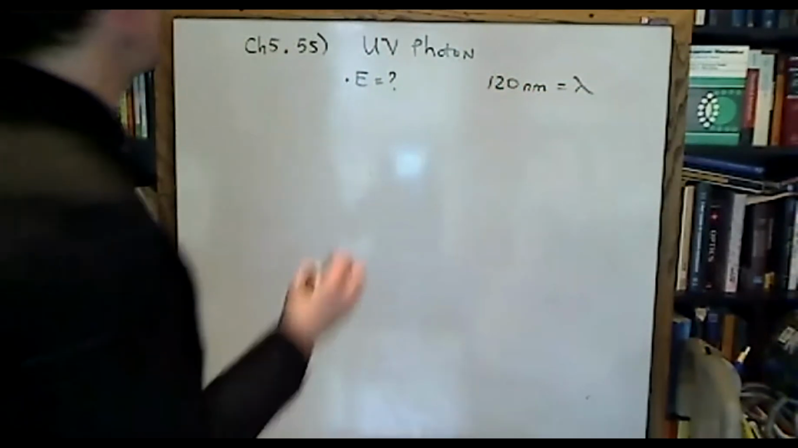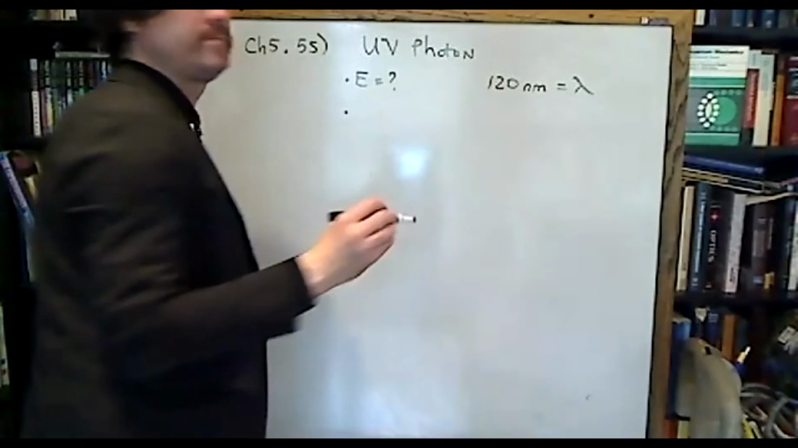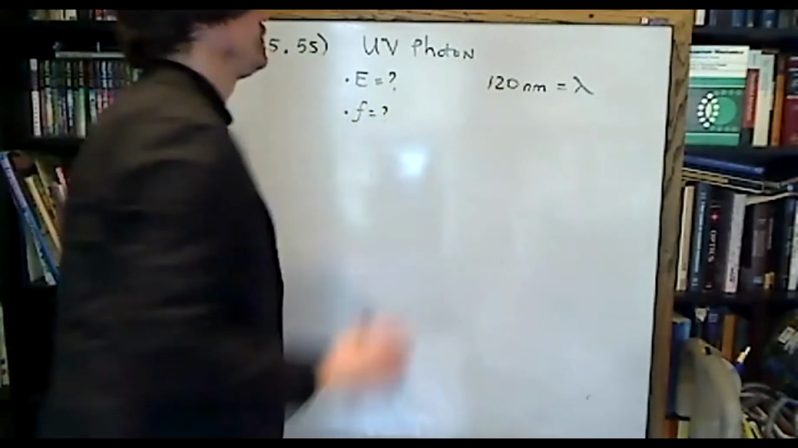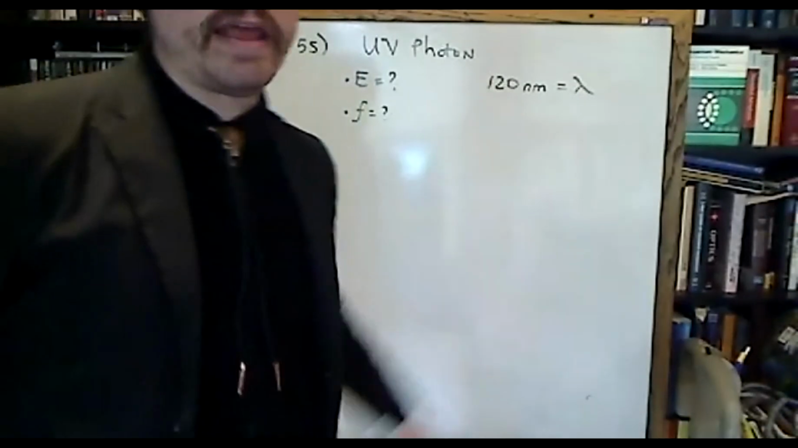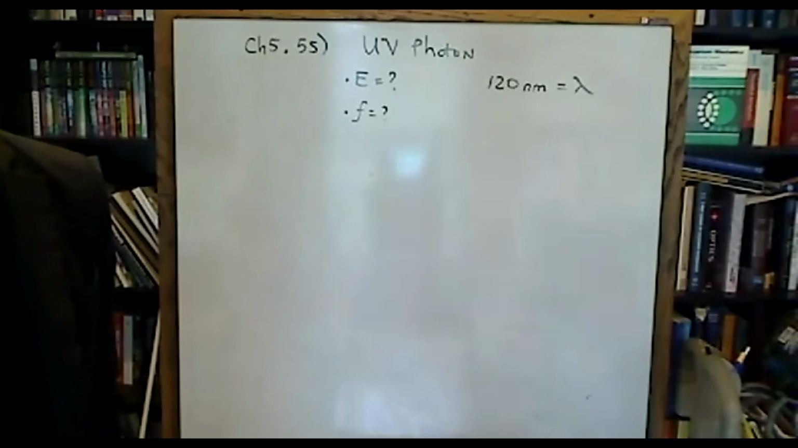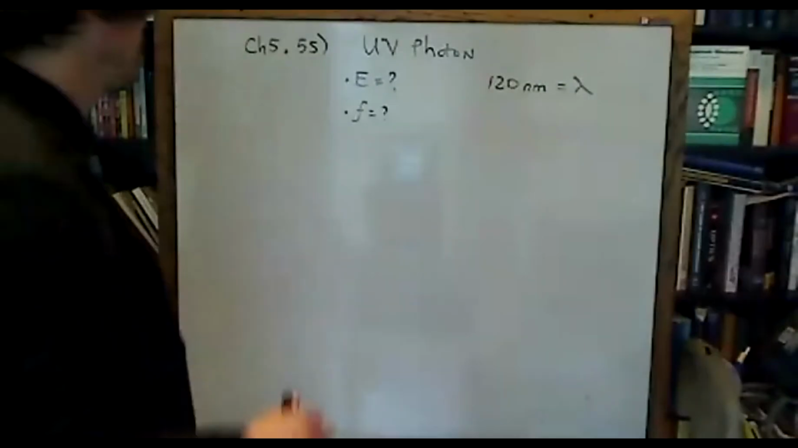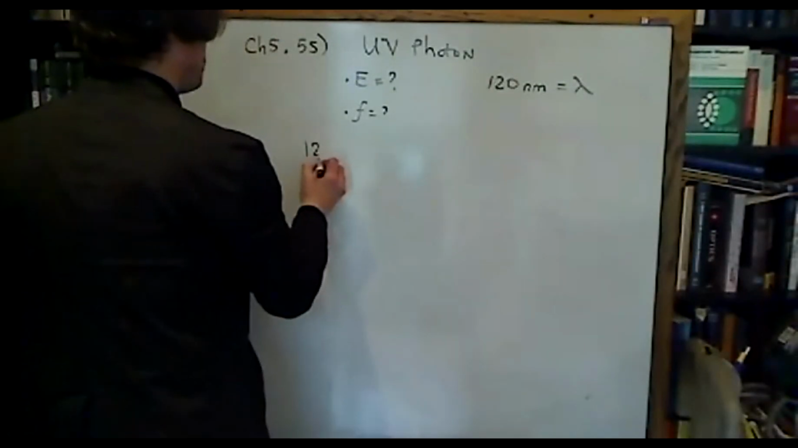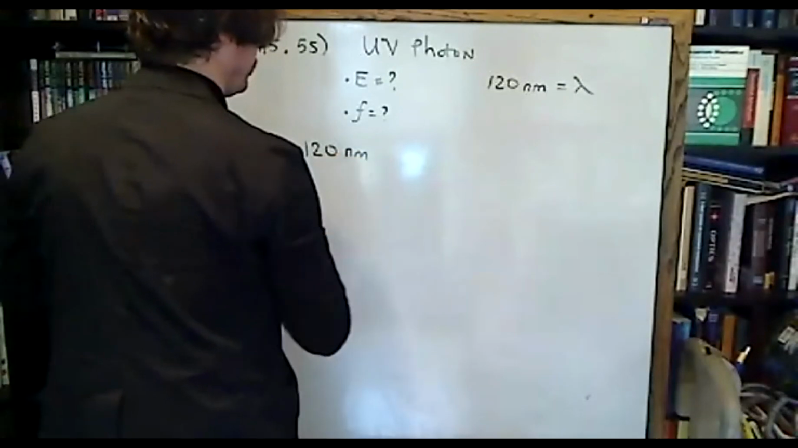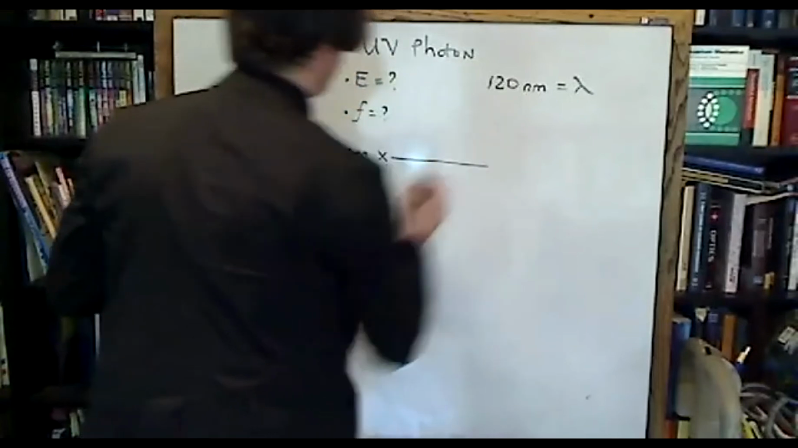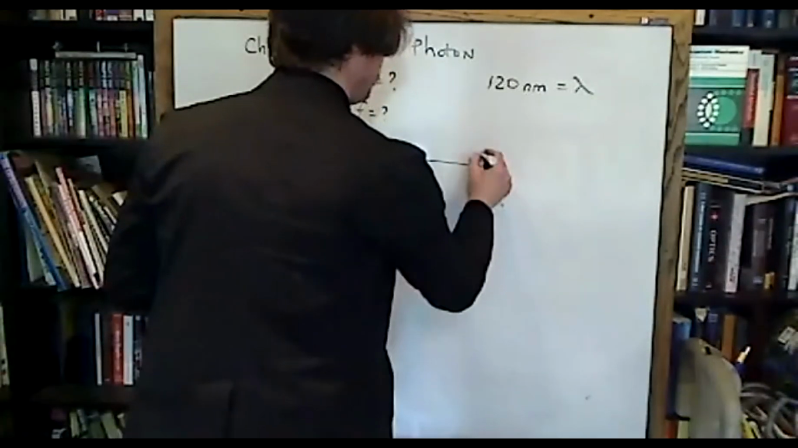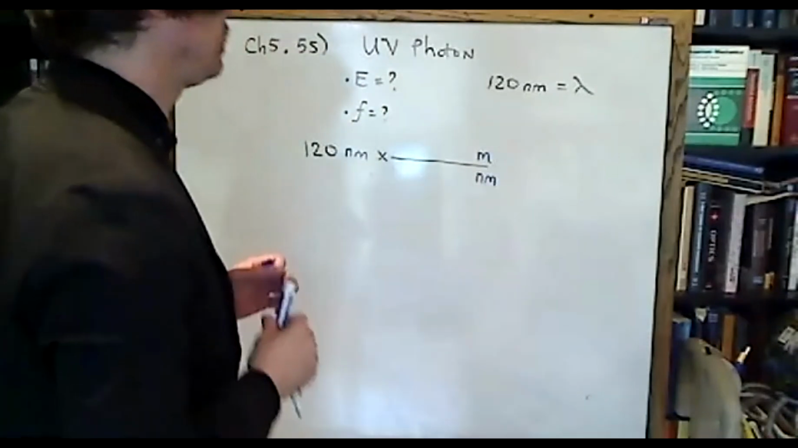They also have a second part to the question, don't they? That is correct. What is its frequency? All right, frequency. Are nanometers an MKS unit? No. All right, Jason, better convert that then. 120 nanometers times division bar. Nanometers on bottom, meters on top. Beautiful.